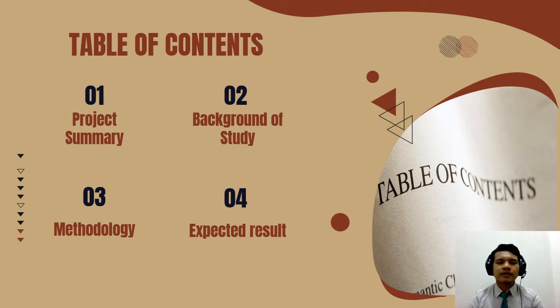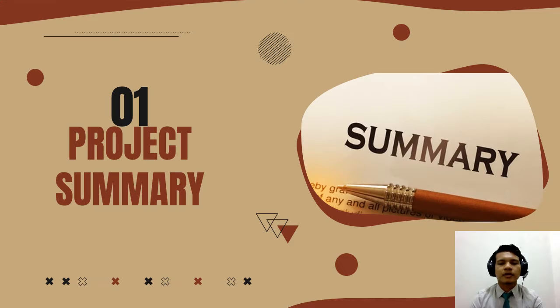There are 4 contents that I will elaborate more on my final year project proposal, which are project summary, background of study, methodology, and expected result of my project. First section is project summary.